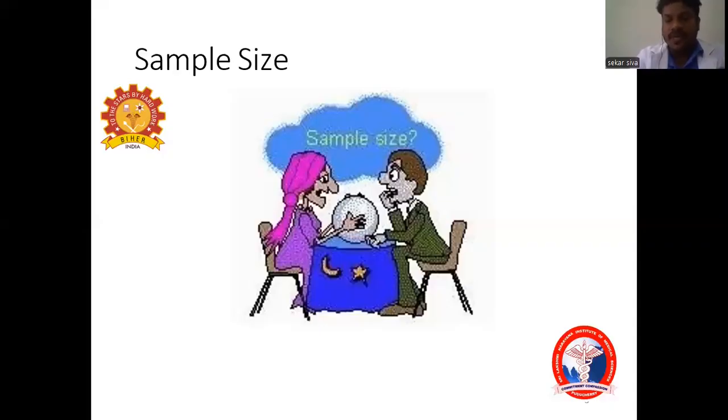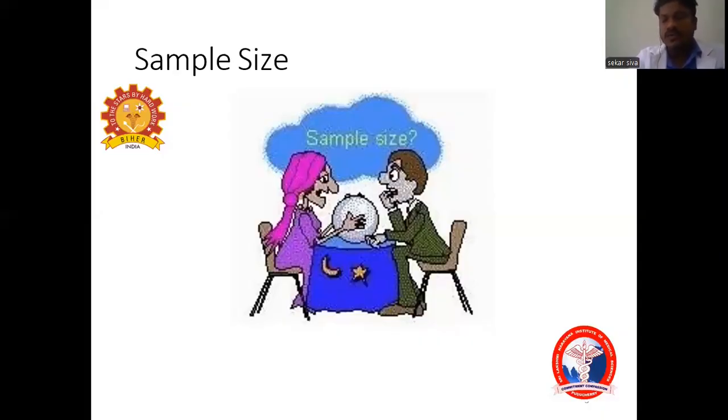Many people think we have a formula and can get the sample size. Even for sample size calculation, they think there is only one formula, and that is 4pq by d square. It is one of the formulas, but it's not the only one. So they think, sir, we have the 4pq by d square formula, can I calculate the sample size for my study? It is absolutely wrong. It is one of the formulas.